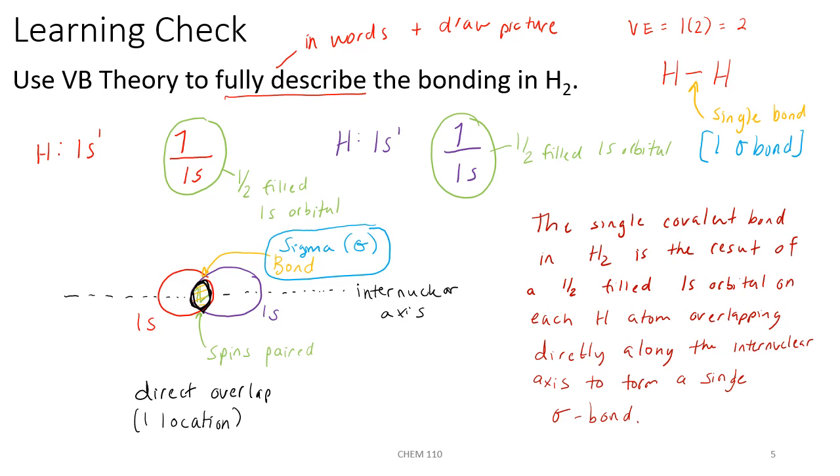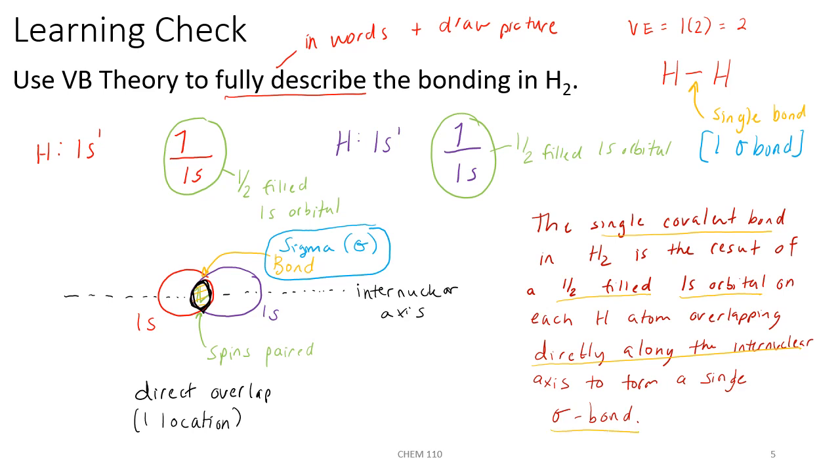When we use valence bond theory to describe bonding, there are a few key points we want to hit on in order to describe the bonding completely. We talked about that we had a single covalent bond in H2 that we had to describe. We talked about that we had half-filled orbitals, which are important according to valence bond theory. We said specifically what orbitals were overlapping on each atom. We had a 1s orbital. We talked about how they were overlapping, in this case directly along the internuclear axis. And we said what type of bond we formed, in this case a sigma bond.